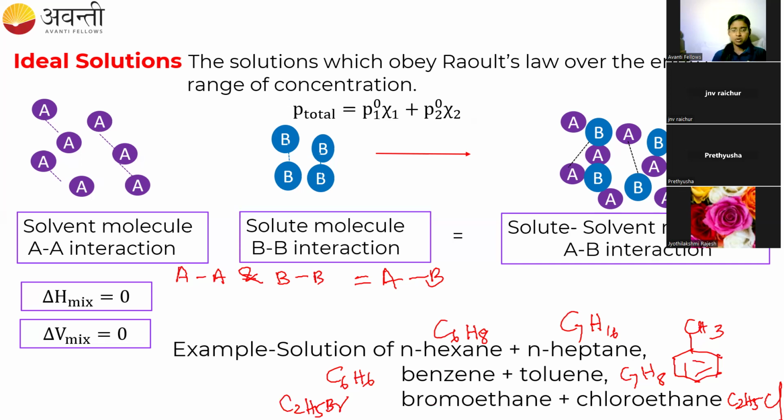So examples are very important. You should know the mixtures: hexane and heptane, benzene and toluene, bromoethane and chloroethane. So these are the components A and B of each solution mixture.